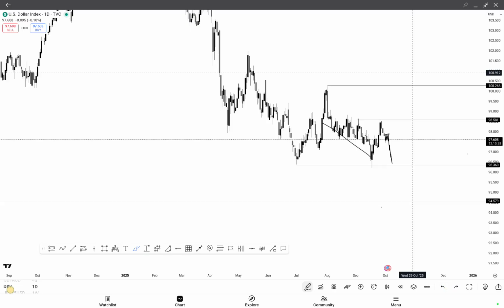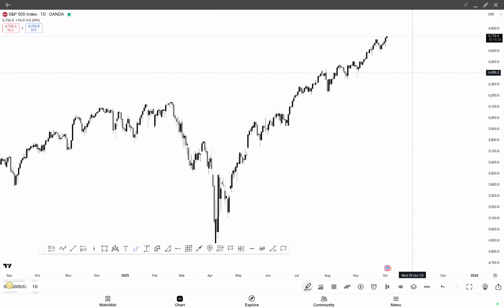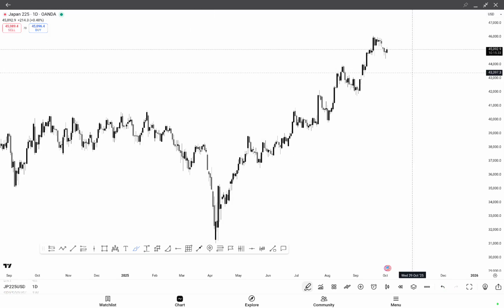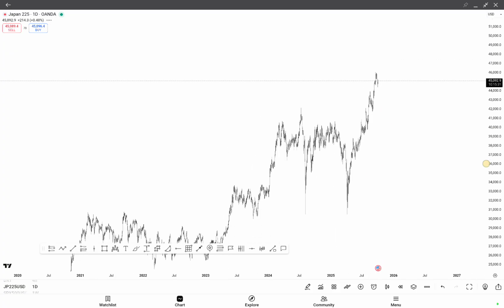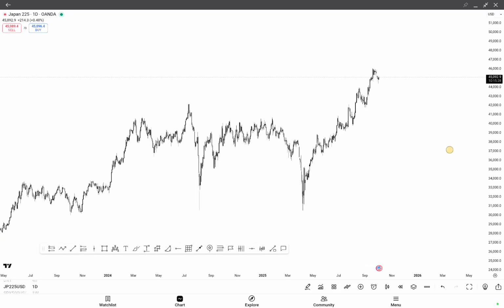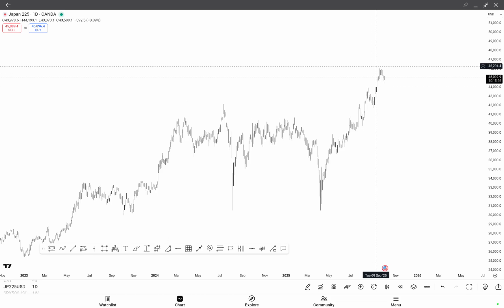So that's basically it for the DXY. What then I'll be looking at is the JP225. JP225 as well has been looking quite bullish, and I'm not really surprised by how price is moving and how it's just continuing to the upside.